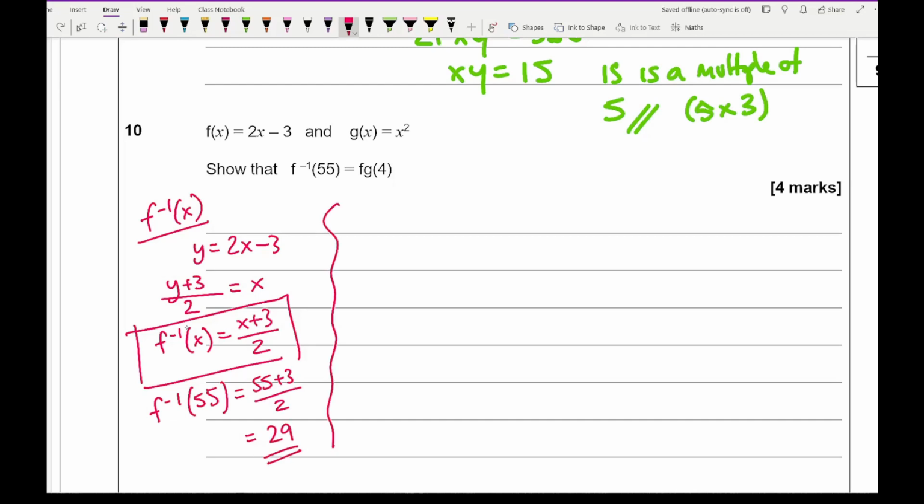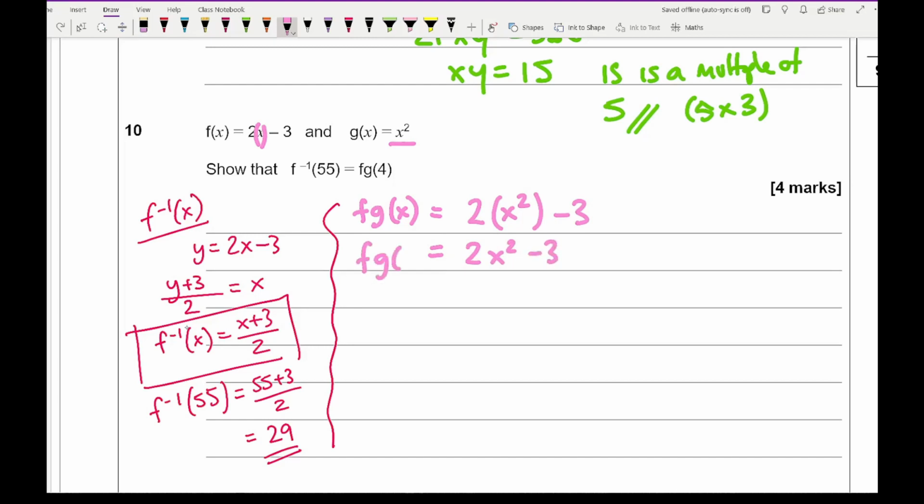So then if I work out fg of 4, well, fg of x is when I substitute g of x and replace it in the x in f. So that's going to be 2 lots. Now instead of writing x, I'm going to write g of x, which is x squared, minus 3. So then the function is 2x squared minus 3.